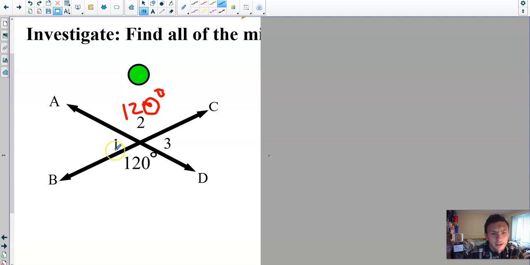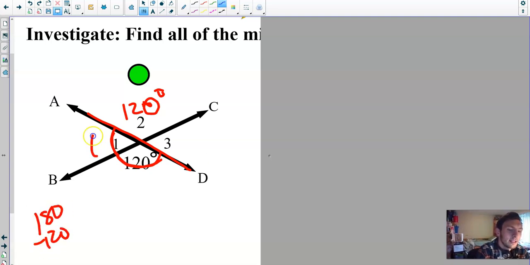So now I need to figure out either angle 1 or angle 3. Well, I noticed that this one they gave us goes from here to here, and angle 1 goes from here to there. Oh, we have a semicircle. I have this nice straight line. What do we know about angles that make up a semicircle or a straight line? They are called supplementary angles. And supplementary angles add up to 180. So 180 minus 120 is 60 degrees. And since angle 1 is 60 degrees, angle 3 has to also be 60 degrees because they are vertical angles. They're across from each other.